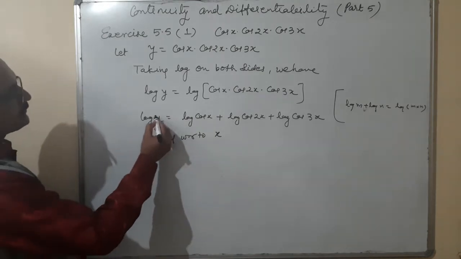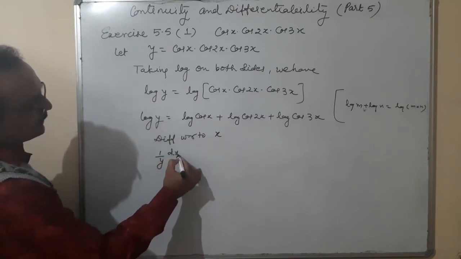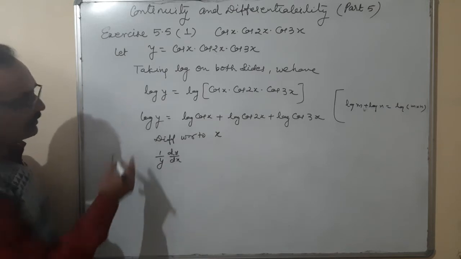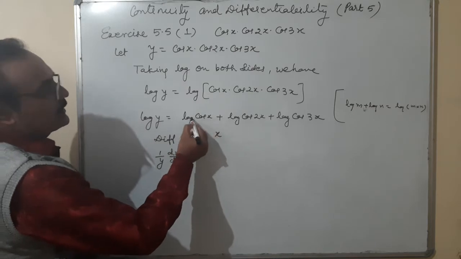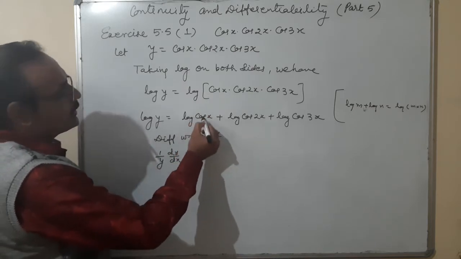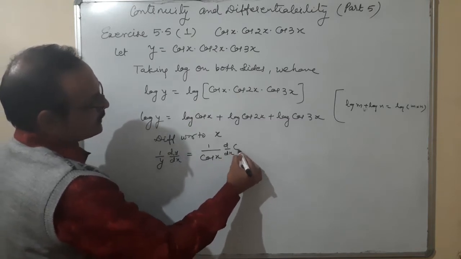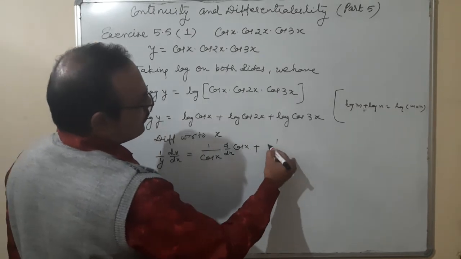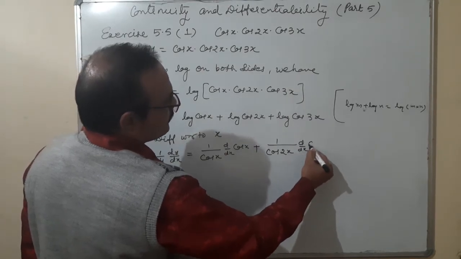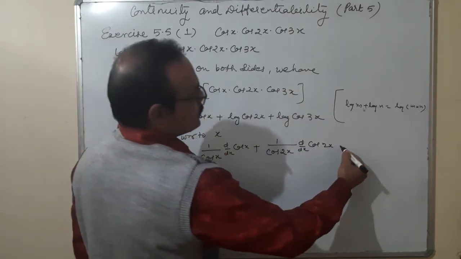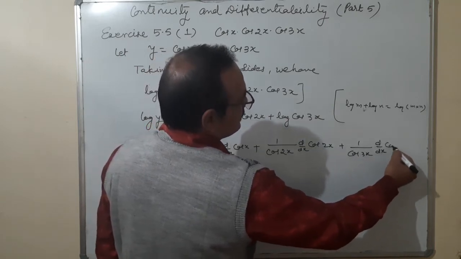So the differentiation of log y. Differentiation of log x is 1 upon x, so for log y it is 1 upon y and dy by dx, because it is actually a chain rule. So 1 upon y dy by dx is equal to the differentiation of log cos x. Taking cos x equal to t, log t gives 1 upon t, that means 1 upon cos x, and again the differentiation of cos x. Then 1 upon cos 2x and the differentiation of cos 2x, plus 1 upon cos 3x, the differentiation of cos 3x.